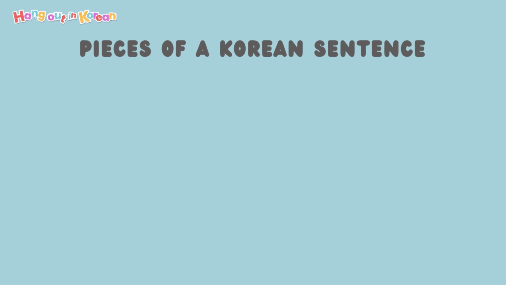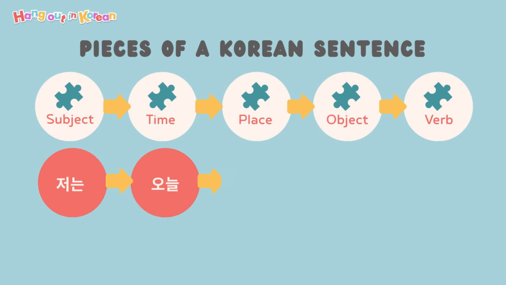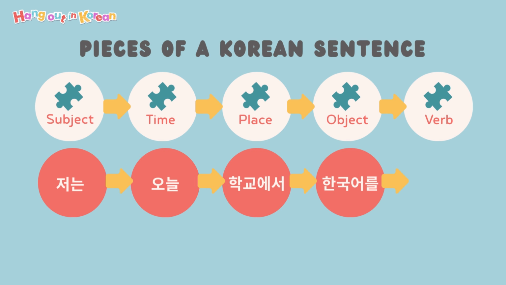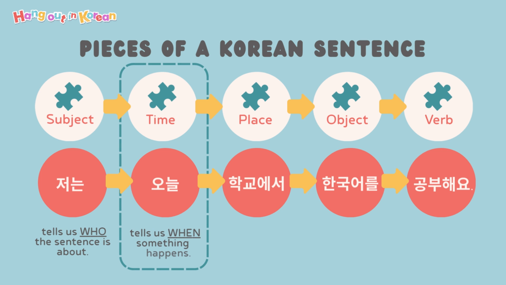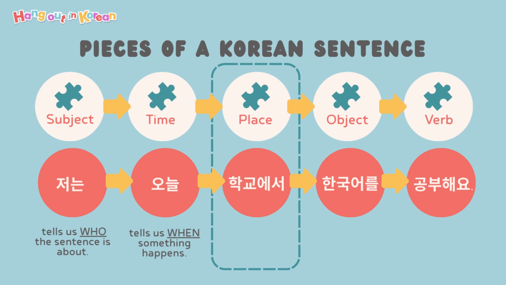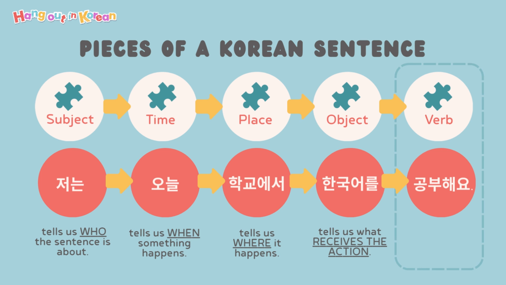Let's look at the pieces of a Korean sentence. Subject, time, place, object, verb. For example, 저는 오늘 학교에서 한국어를 공부해요. Many beginner Korean sentences are built from just a few basic pieces. The subject tells us who the sentence is about. The time tells us when something happens. The place tells us where it happens. The object tells us what receives the action. And finally, the verb tells us what happens.